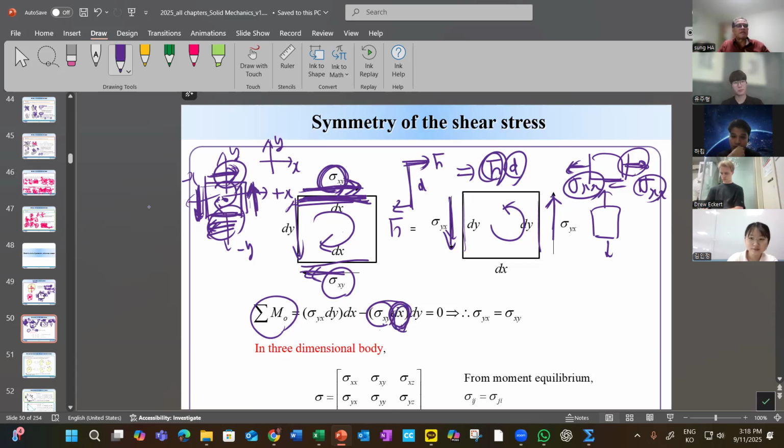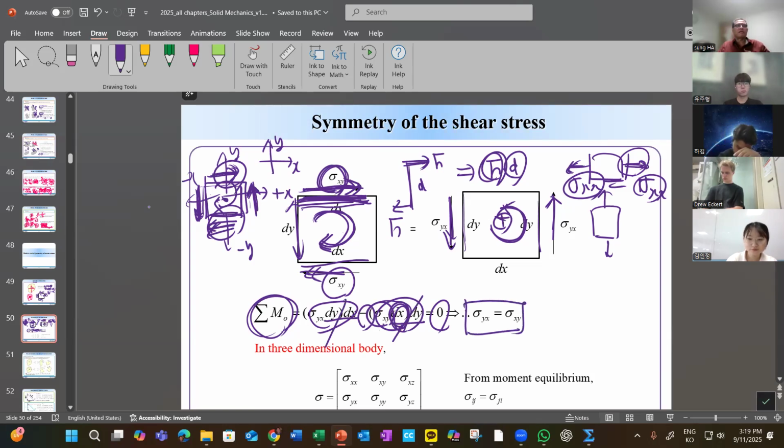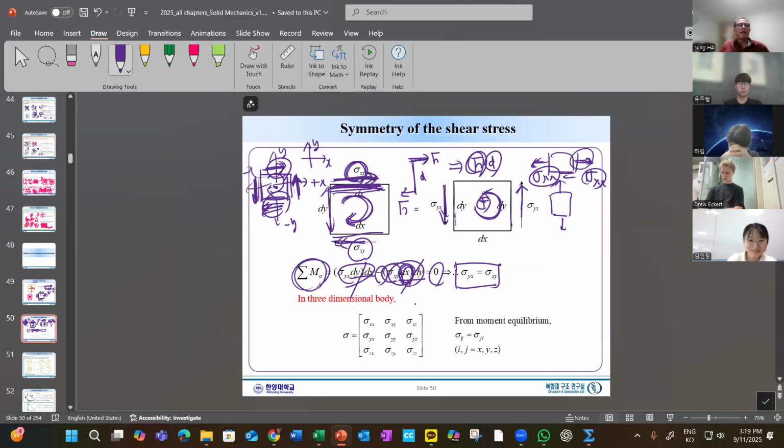So the first sigma xy and the distance, I mean the area, and then distance gives us what is this? This is a minus directional twisting moment, and this is the plus moment like this, and then this has to be 0. So dx dy will disappear, and simply we will have this. Sigma xy has to be always the same as sigma yx.